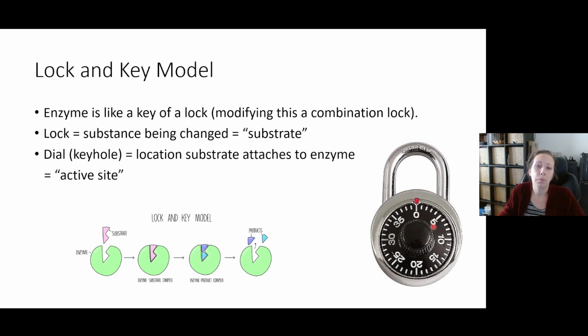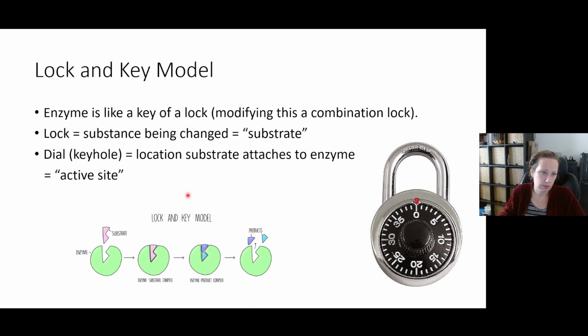So without the combination, the lock cannot be opened without a great deal of difficulty and effort. And this is time that most people don't have, right? But if we have the combination, we can easily open it. But we must enter the combination in the correct order in the correct way, right? And if you're talking about a key, you must have the right key that is shaped the right way, and it must enter in the correct way.